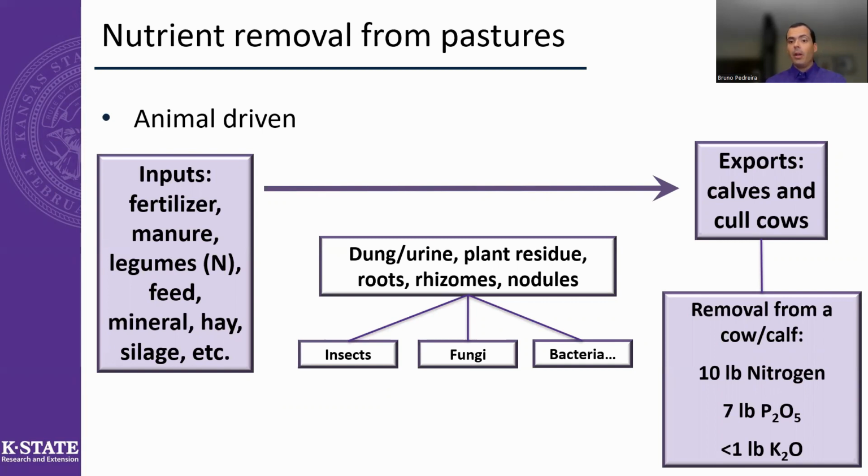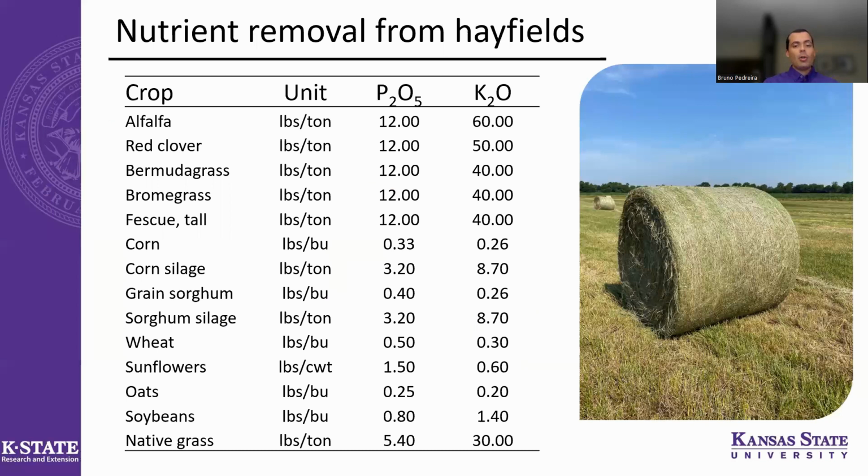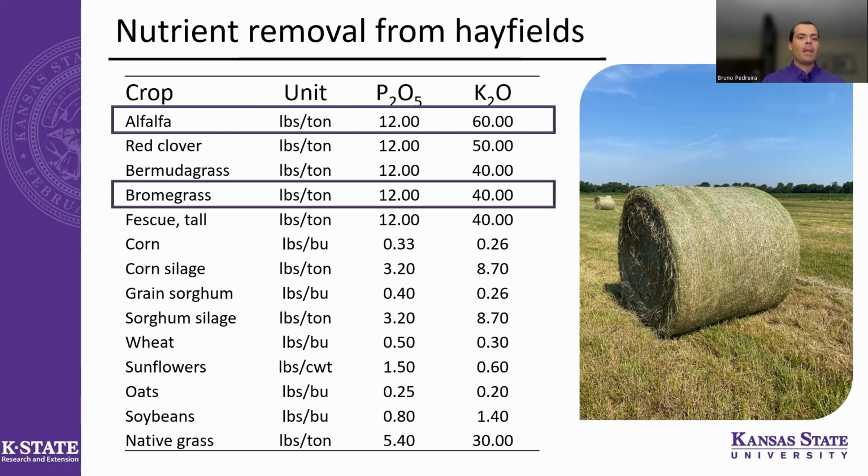When we sell a cow-calf pair, for example, we are sending out of the farm 10 pounds of nitrogen, 7 pounds of phosphorus, and at least 1 pound of potash. So if your situation is not exactly a grazing situation, but a hayfield, you need to understand a little bit about it as well. Because, for example, out of an alfalfa field, we can remove something around 12 pounds per ton of phosphorus and 60 pounds per ton of potash. If we are talking about bermudagrass or tall fescue, those numbers will be around 12 and 40.